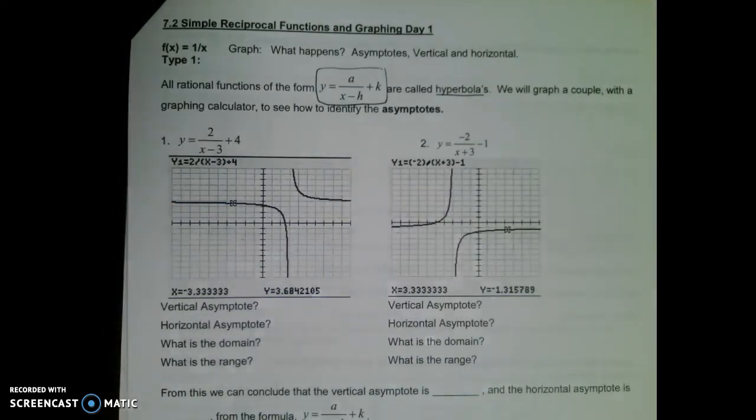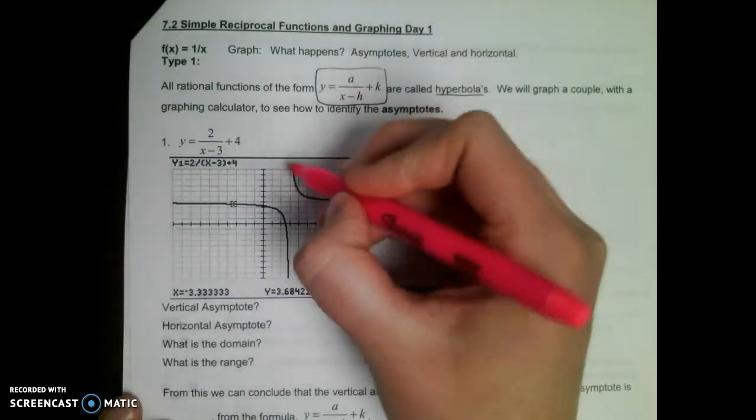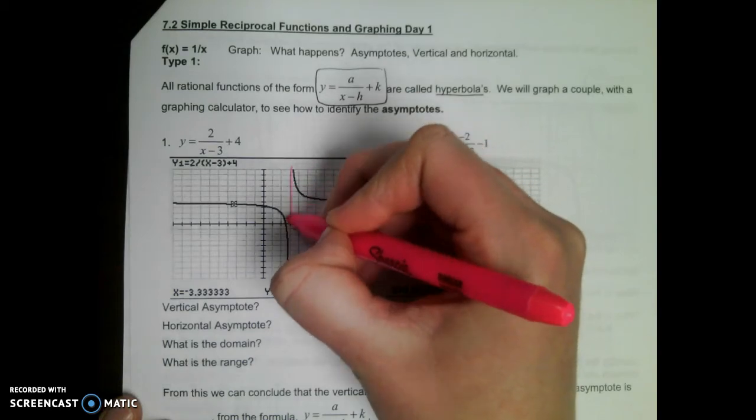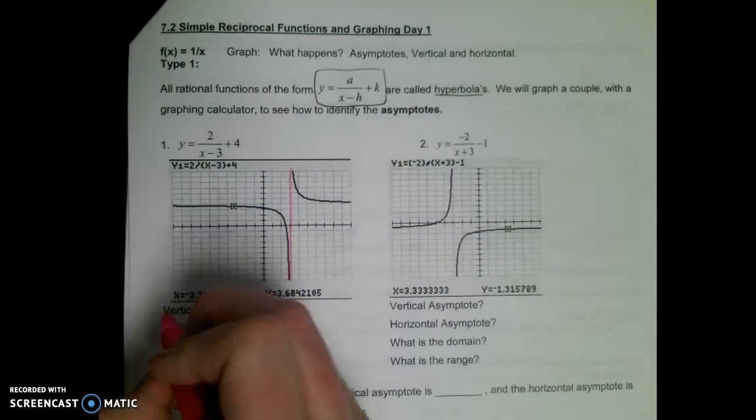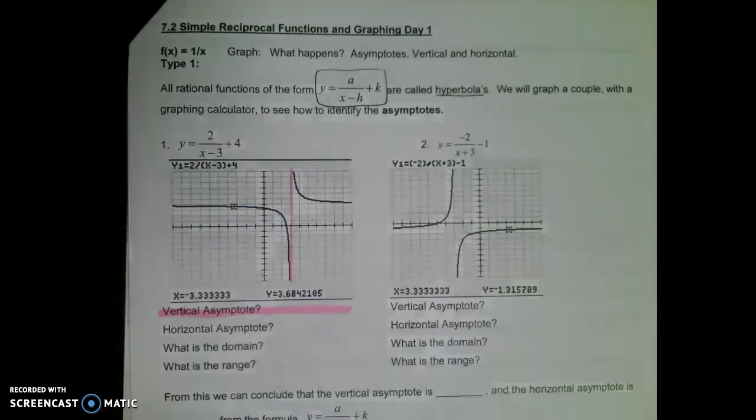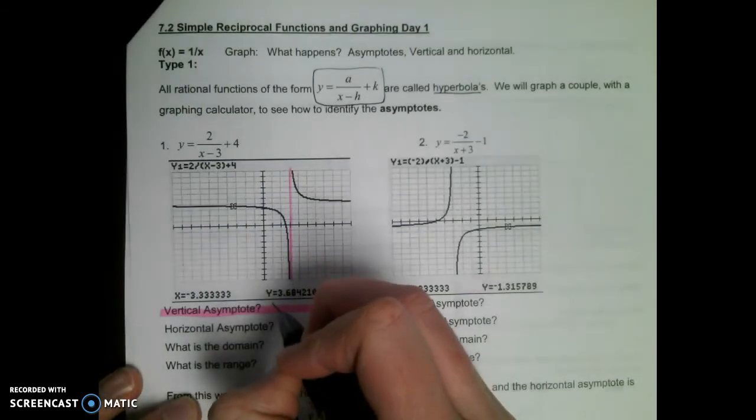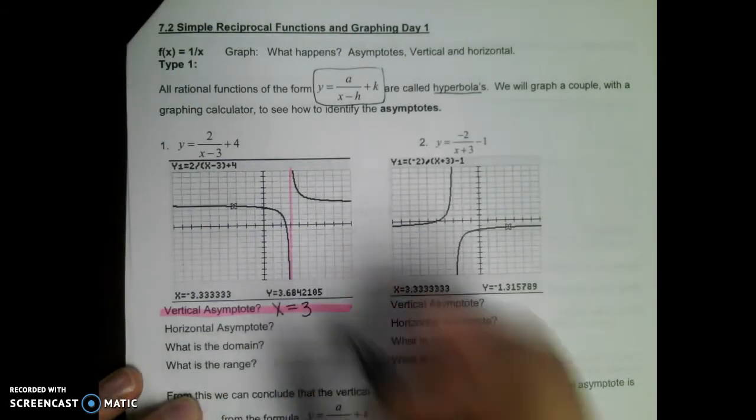So the first thing that we're going to look at today is, where is the vertical asymptote? Where is the horizontal asymptote? And can we find that in the equation? So let's start with vertical. In this graph, there is a vertical asymptote right there. Where is that vertical asymptote? At 3. X equals 3.